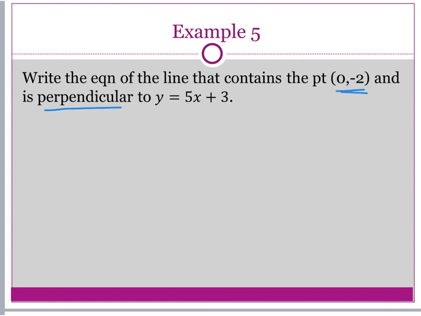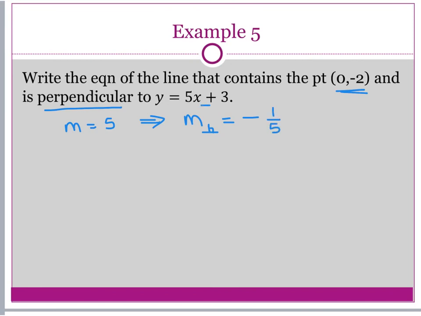For example 5, however, we want to write an equation that goes through the point 0, negative 2, that is perpendicular to y equals 5x plus 3. So here, my slope is 5. However, I want perpendicular, so I need to find the slope of my perpendicular, and that's going to be the opposite, which would be negative, and the reciprocal of 5 is going to be 1/5.